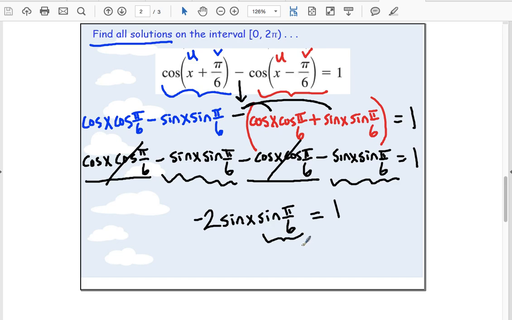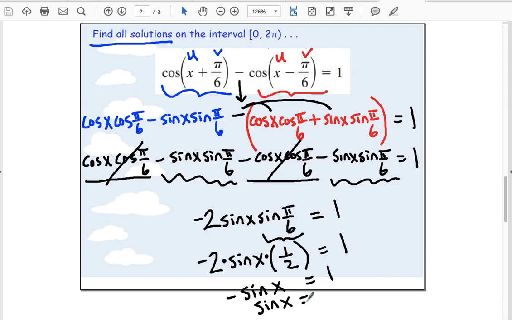Sine pi over 6, that's an angle on the unit circle sheet. So I can go to pi over 6 and I can see that the value of sine there is 1/2. And remember, you're multiplying here. So I can multiply the negative 2 times the 1/2 and get a negative 1 sine x. And I can divide that negative out and get sine x equals negative 1.